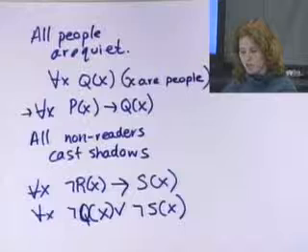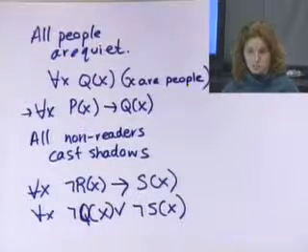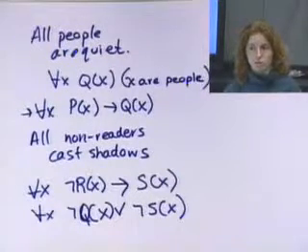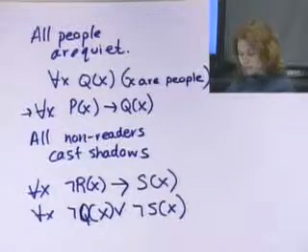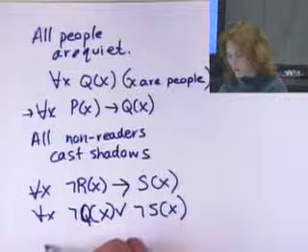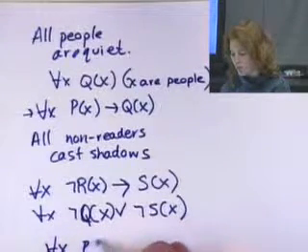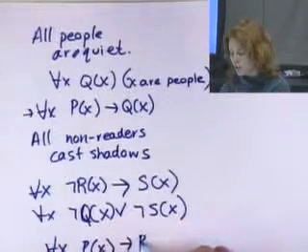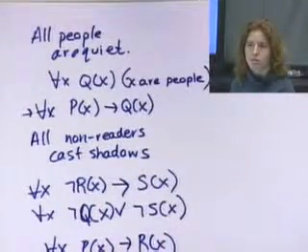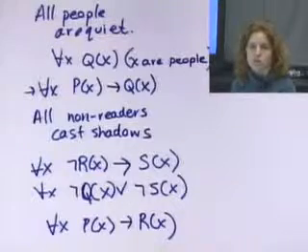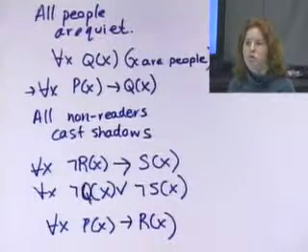P subset of S. Hang on. Before we go to the next problem, let's finish any questions about writing this one out. So the last statement on this one that we would need to prove is that all people read. So for all X, if you're a person, then you're a reader. That's what all people read would be, right? So for all X, P of X implies R of X. If I'm a person, then I'm a reader.